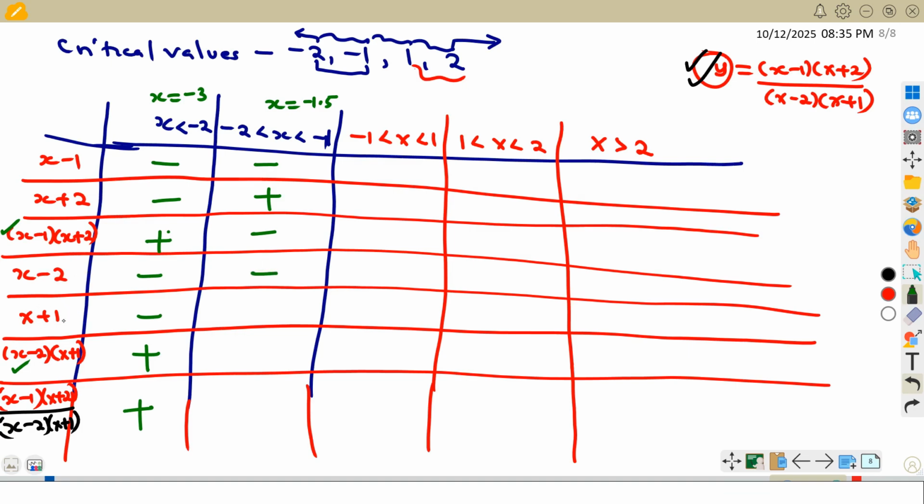Put -1.5 there, it will give us a minus. Multiply these two to get this, it will give us a positive. So next we need to divide this with this, so we shall get a minus. Then next we need a value between -1 and 1. That value we can take 0. So 0, when you place it here, it will be minus.